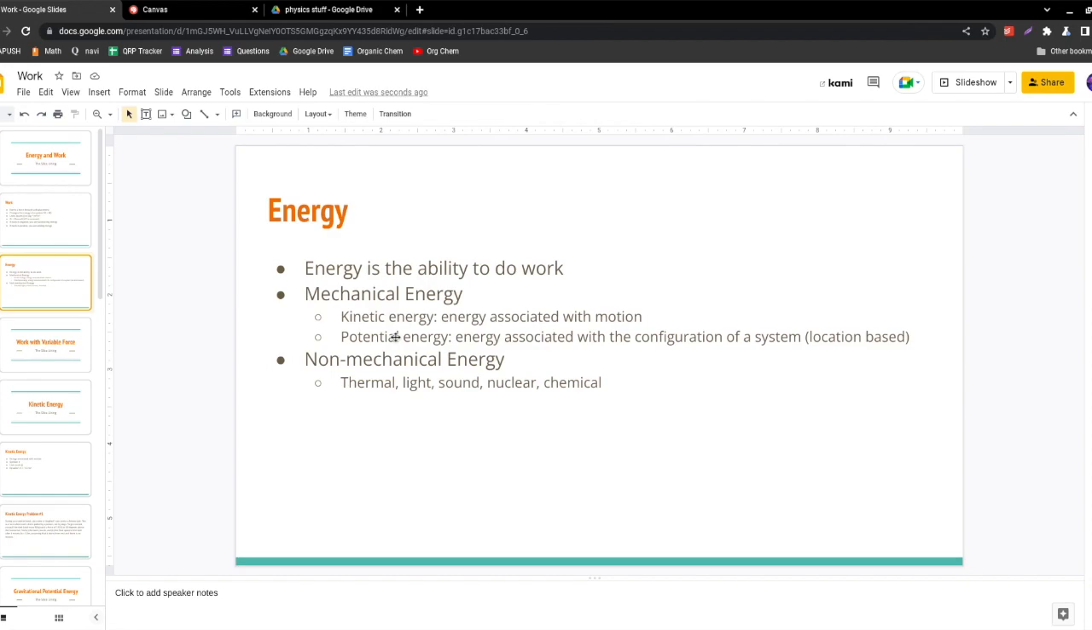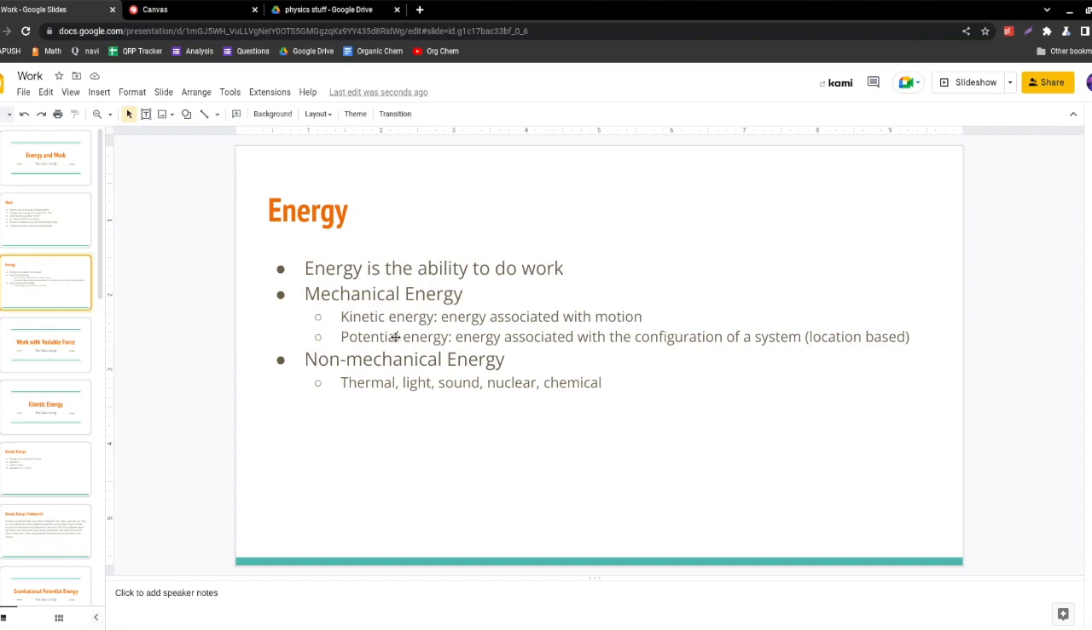There are two types of energies: mechanical energy and non-mechanical energy. We will entirely be handling mechanical energy, but I just put non-mechanical energy here just so you guys know that there are more energy types out there. The two main types of mechanical energy are kinetic energy, so energy associated with motion. So if an object is moving, then therefore it has kinetic energy. And we also have potential energy, so energy associated with the configuration of a system, which is location-based.